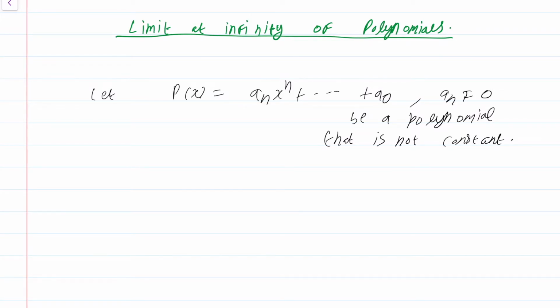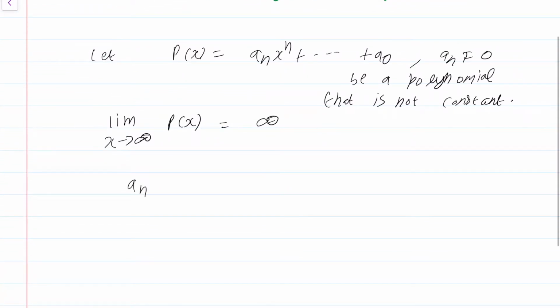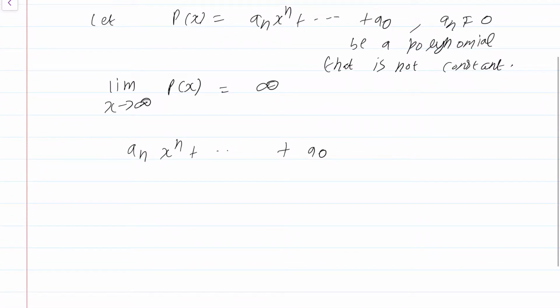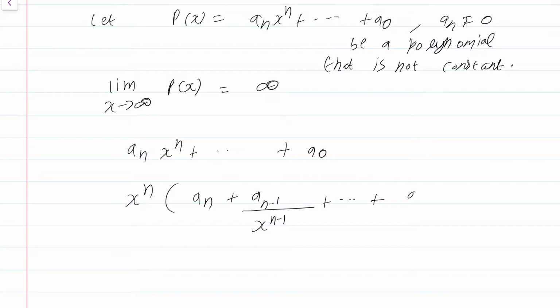We want to study what the limit as x goes to infinity of p(x) is. This is actually going to be equal to infinity. Let's see why this is the case. So you have this a_n x^n + ... + a_0. What you do is you take x^n outside. You get x^n times (a_n + a_{n-1}/x + ... + a_0/x^n).